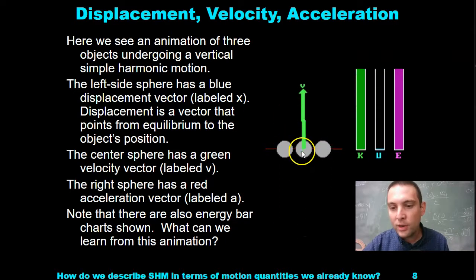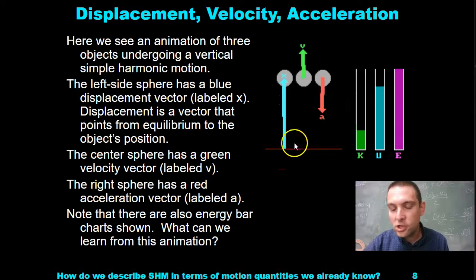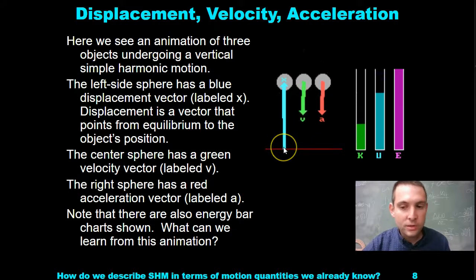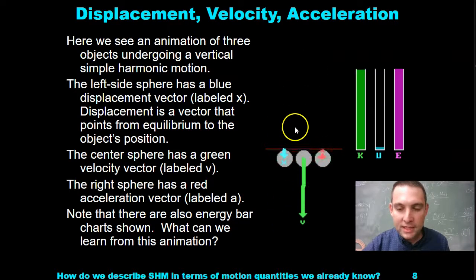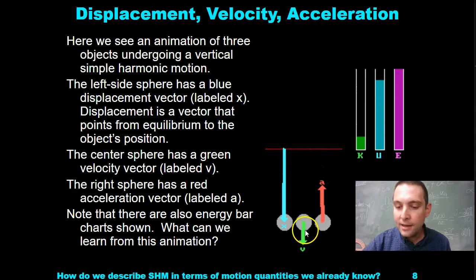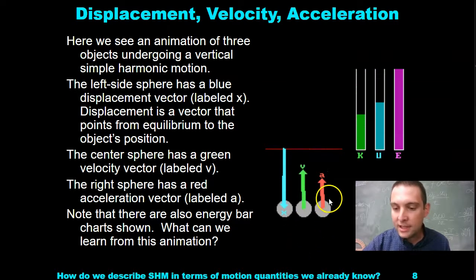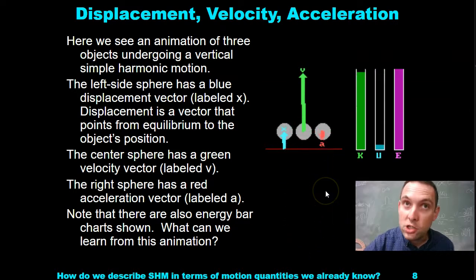At the equilibrium point, we have the maximum velocity and zero acceleration. At the equilibrium point, we have zero displacement. And at either of the two endpoints, we have a minimum velocity, zero velocity, and maximum acceleration because we're changing directions.